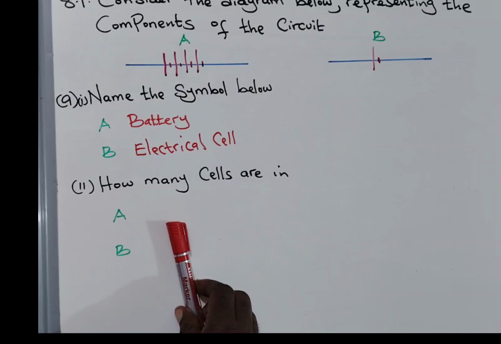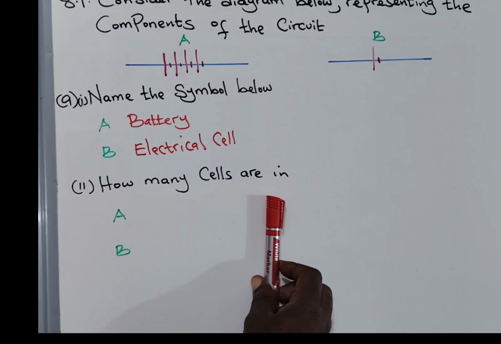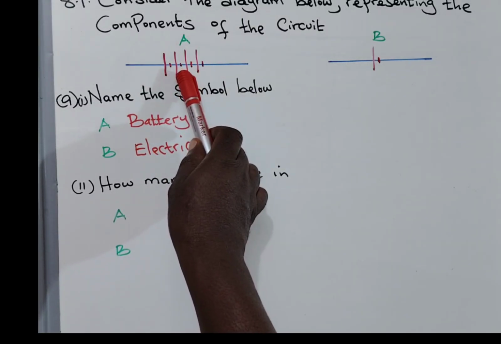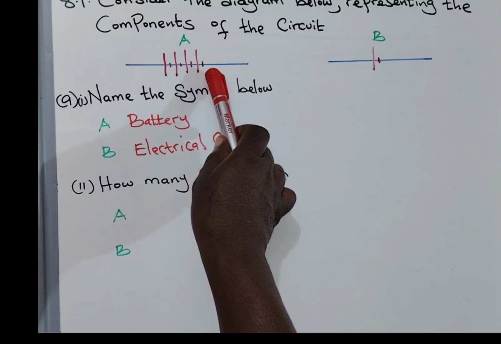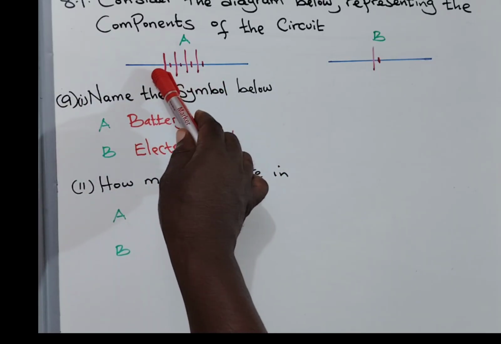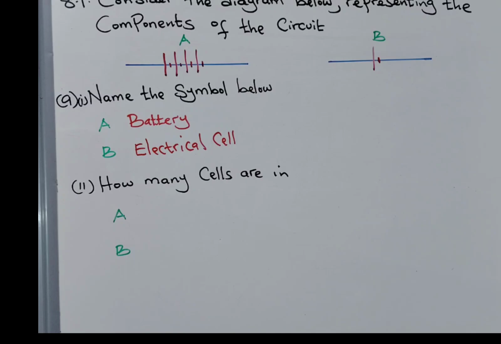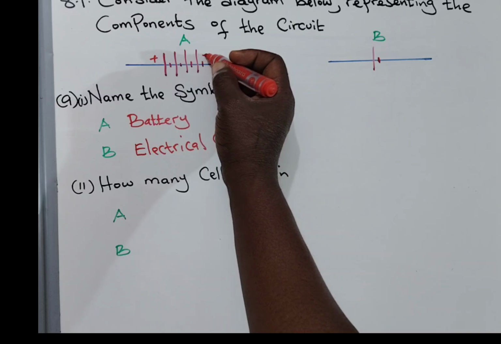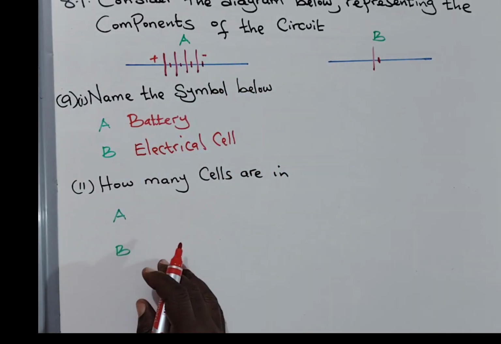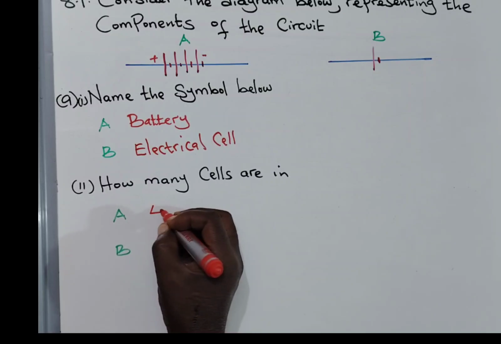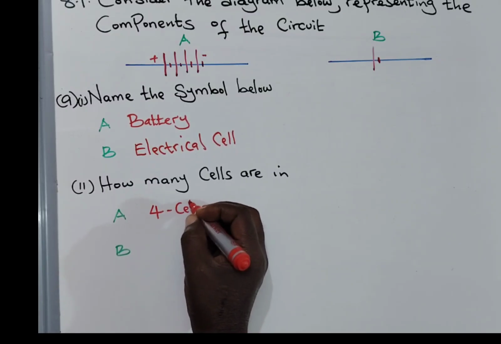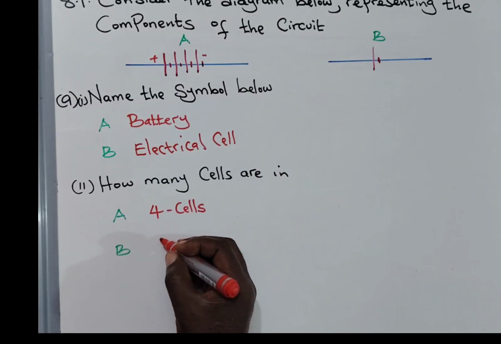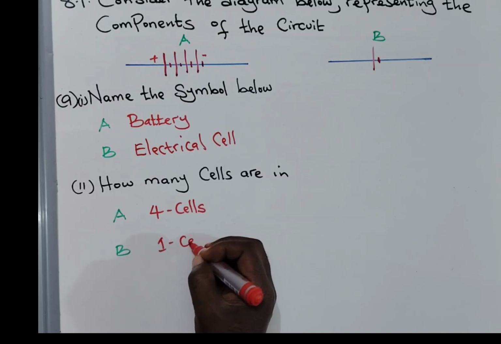So we come to this one. It says, how many cells are in A? In A, we have 1, 2, 3, 4. Each set of these lines is one cell. You must not forget that the long one is the positive and the short one is the negative. So we have counted 4, so there are 4 cells. And B has how many? 1. So it has 1 cell.